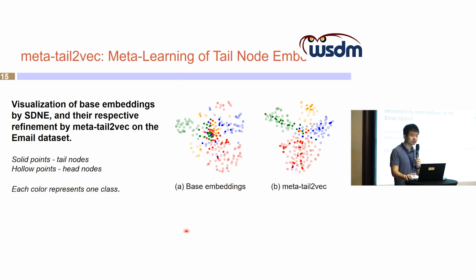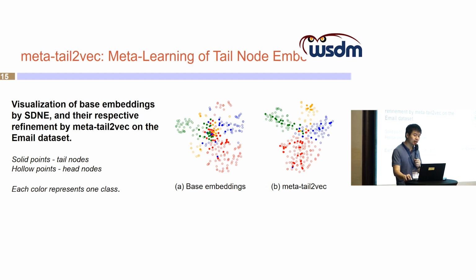Diagram A here is a base embedding method, right? It can be any method, right? If you look at this diagram, the solid points are the tail nodes and the hollow points are the head nodes. You can see that the head nodes are actually quite well classified, right? They are in separate clusters. But if you look at the solid nodes, all of them are in the middle. They are basically not very well separated, right? This is because for tail nodes, we don't have enough structural information to learn a good representation.